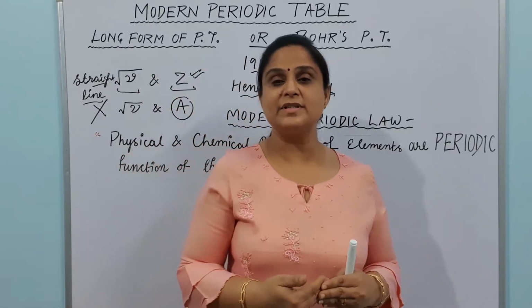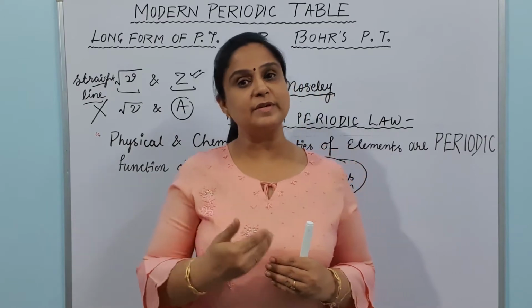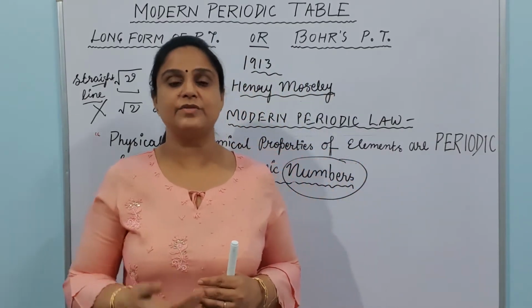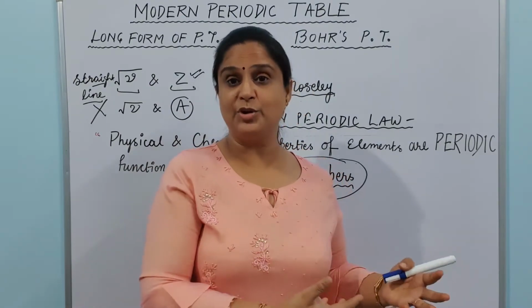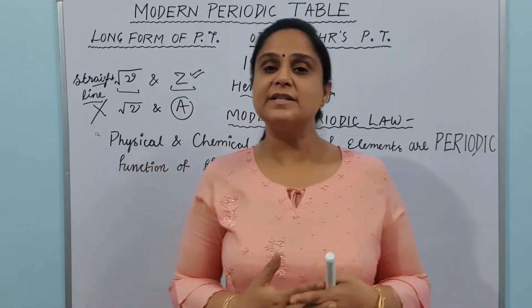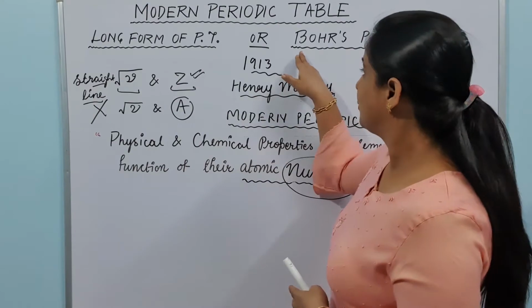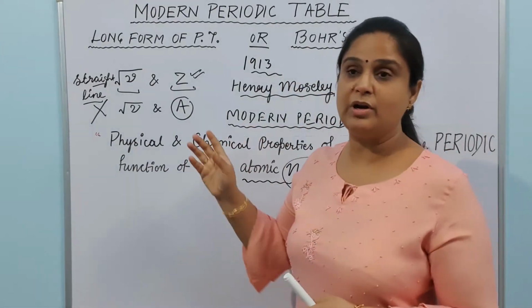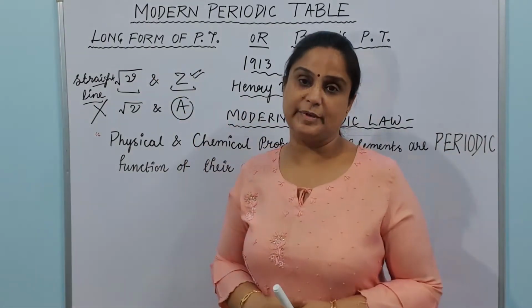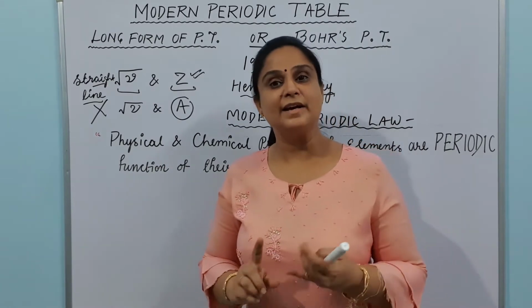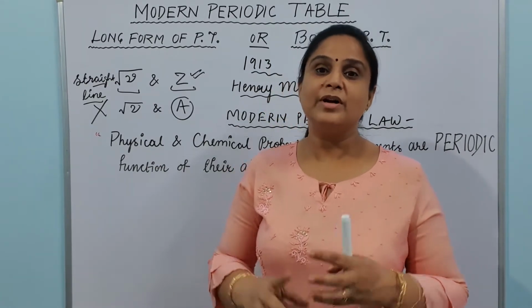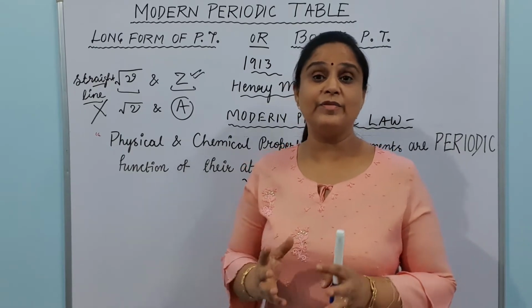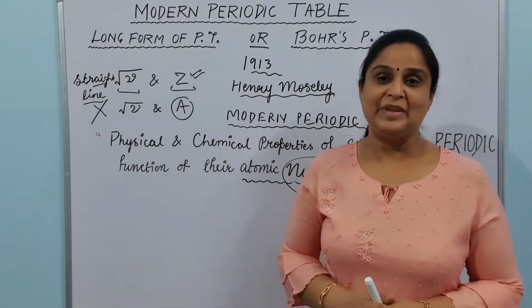And just because Bohr's electronic configuration was the basis of this periodic table, which is now the new modern periodic table, it is also known as Bohr's periodic table, or the long form of the periodic table. Three other scientists, Rank, Werner and Bury, also worked very hard along with Bohr to make this table.